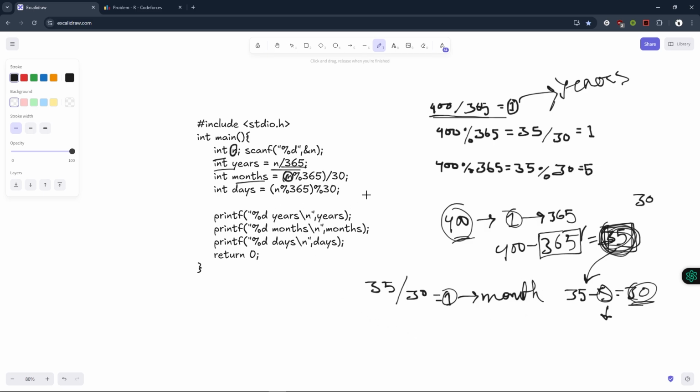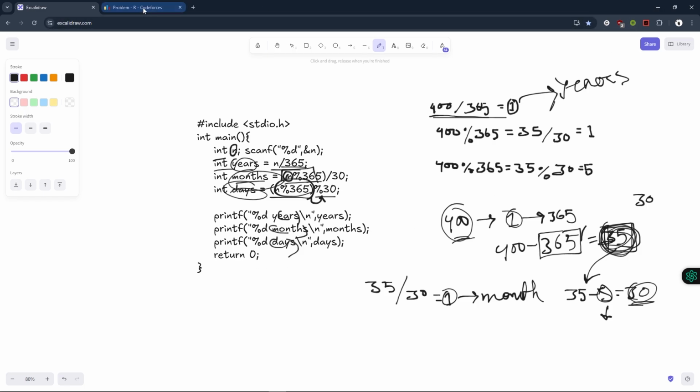Now how to calculate the days left? We do exactly the same thing we did over here. By taking the modulo with 365, we get how many days are left after calculating the years. So first of all we do that, and after that we take the modulo of the answer again with 30. What this does is calculate how many days are left after calculating the year and also the month. Now we just print years, months and days, followed by the words years, months and days.